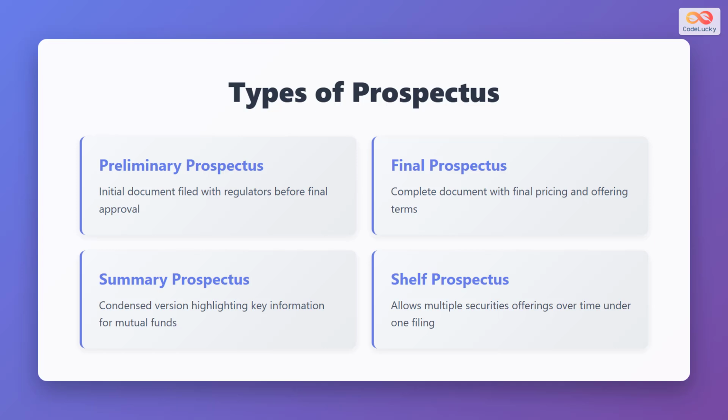There are four main types of prospectuses you'll encounter. First, the preliminary prospectus, often called a red herring, is the initial document filed with regulators before final approval. Second, the final prospectus is the complete document that includes final pricing and offering terms after regulatory approval. Third, the summary prospectus is a condensed version used primarily for mutual funds, highlighting key information in an easier-to-digest format. Finally, the shelf prospectus allows companies to register multiple securities offerings over time under a single filing, making it more efficient for frequent issuers. Each type serves a specific purpose in the investment process.